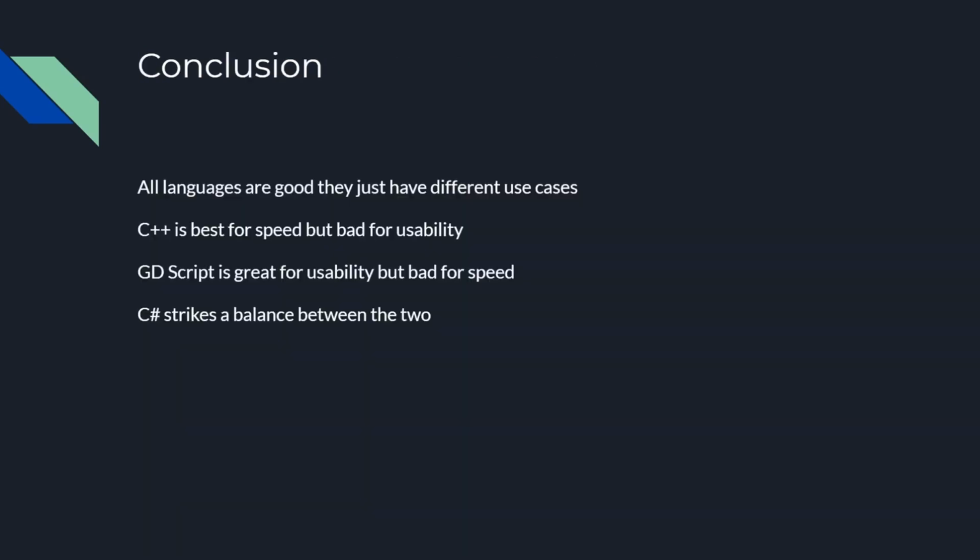So in conclusion, all languages are good. They just have different use cases. C++ is best for speed, but it's bad for usability. GDScript is great for usability, but bad for speed. C# tries to strike a balance between the two, and I think it does a pretty good job, but that doesn't mean that you have to pick it as your main language.